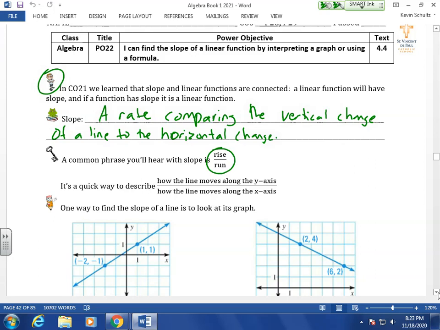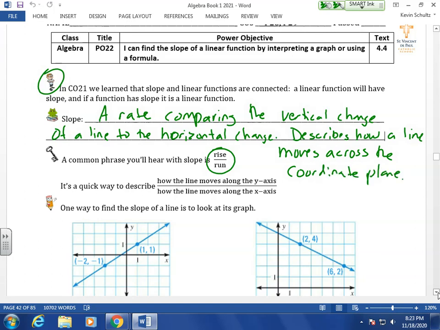A common phrase you'll hear with it is rise over run. But I forgot about it. Essentially, it describes how a line moves across the coordinate plane. Mental note, make 3 lines for the definition. Describes how a line moves across the coordinate plane. Is it going up and over? Is it going down and over? Slope will tell you that.